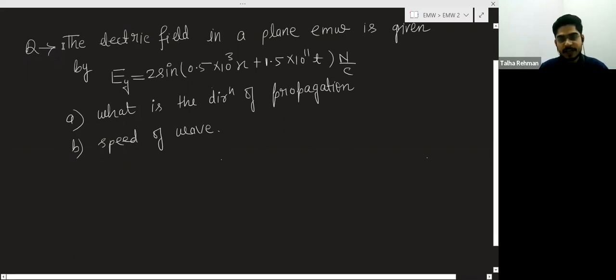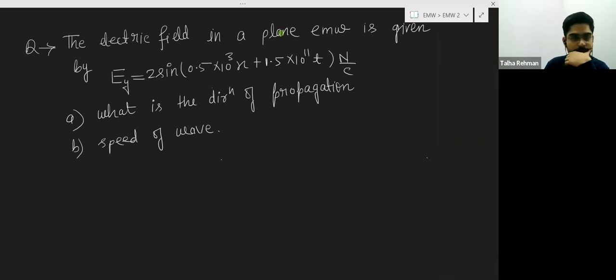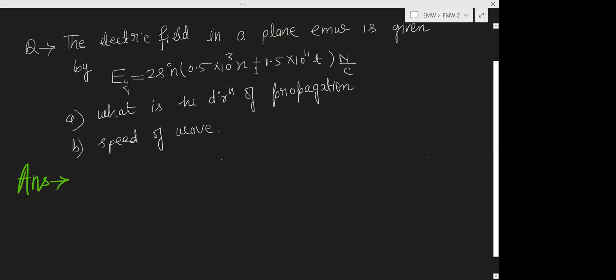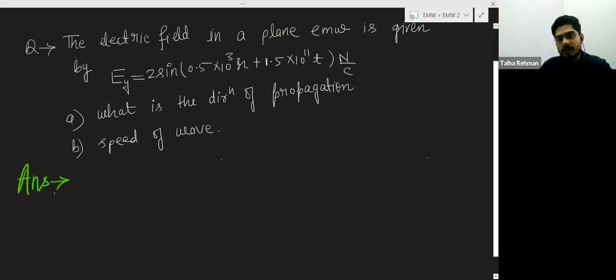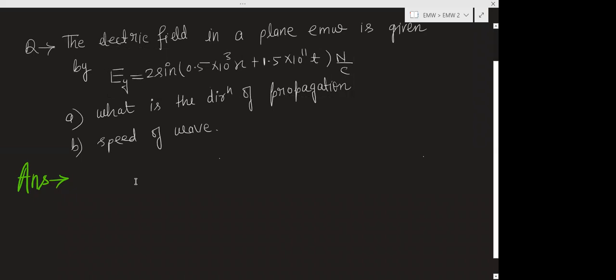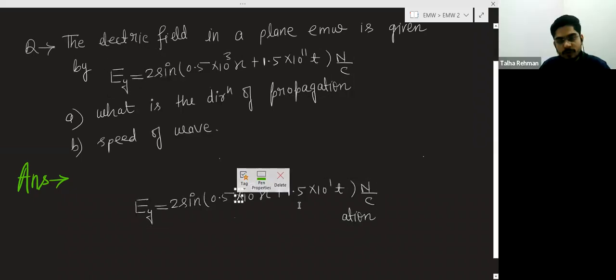Matthew, can you tell me in which direction this wave is going? This is the equation of the electric field that is given. So can you tell me in which direction the electromagnetic wave is going? No, no. See here, here is the positive sign.